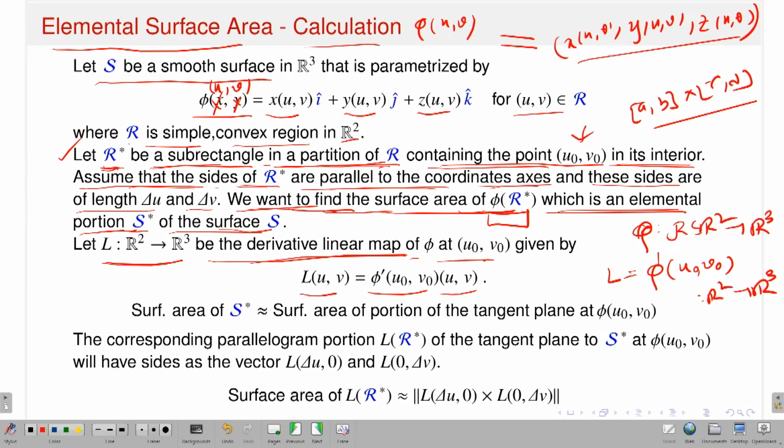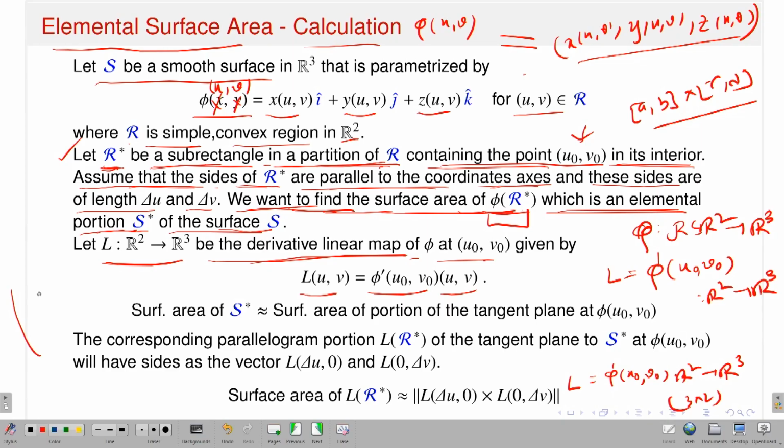So what is the derivative map? You can easily write it. So the derivative at the point u naught v naught is a linear transformation L from R2 to R3, right. Now if I get the matrix representation, what is the matrix? It should be a 3 cross 2 matrix, right. So 3 rows, 2 columns. So now what is that? You can easily calculate it.